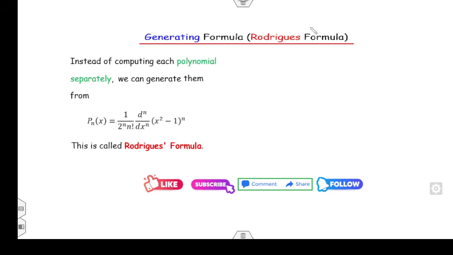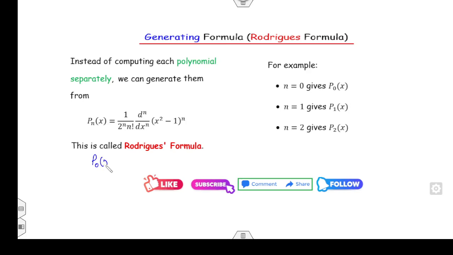The concept is very simple. We can define it corresponding to the different values of n. The proof and related examples I will give you in a separate lecture, when I explain the concept of this formula. For example, if you take n equal to 0, what will happen? P of 0 of x: 2 raised to power 0 is 1, 0 factorial is 1, the 0th derivative is 1. So that means P of 0 is 1.